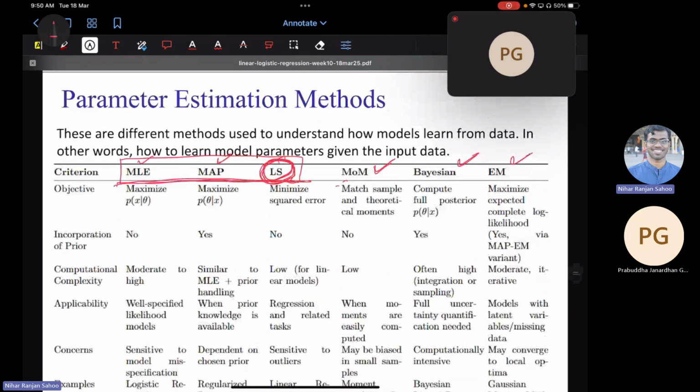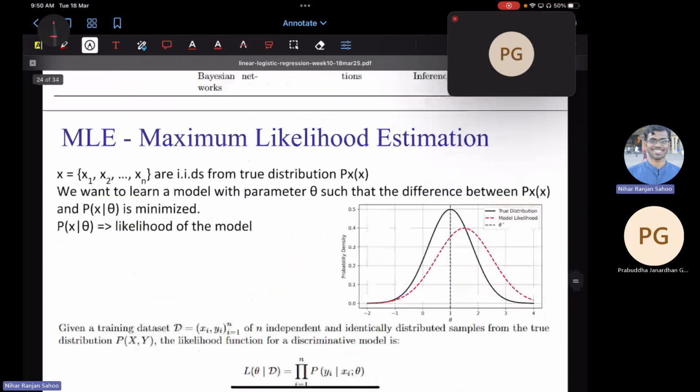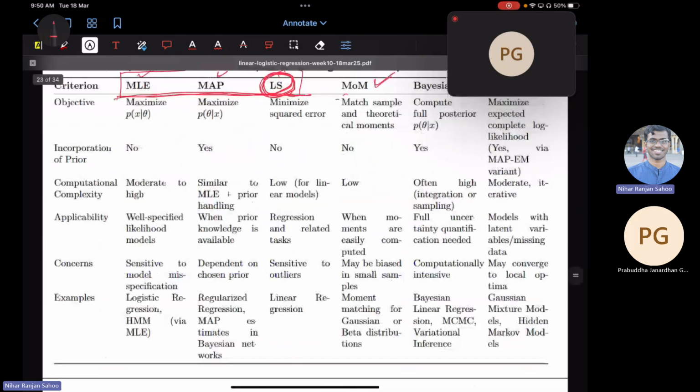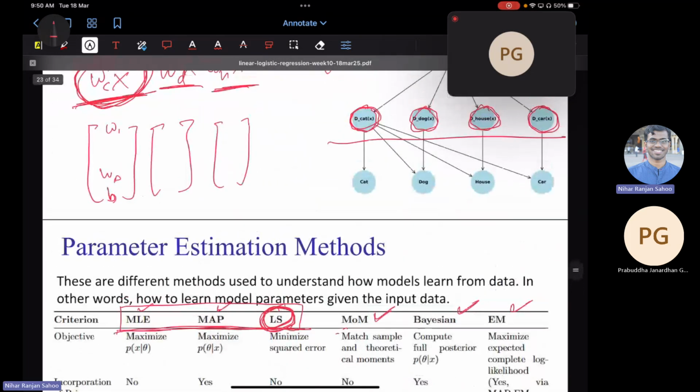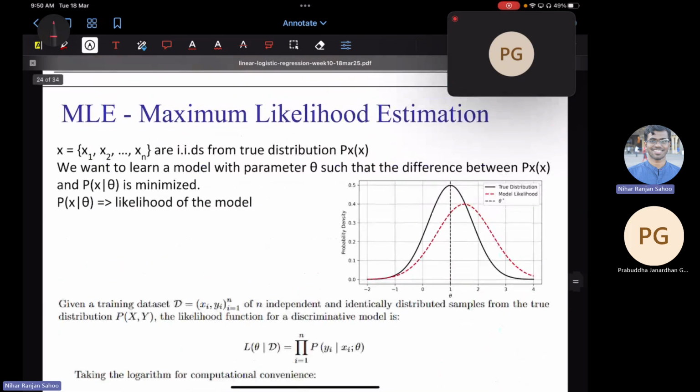So these are the different parameter estimation methods. We have discussed already LS. Let's start with MLE. So what is maximum likelihood estimation? Till now, any doubts on discrimination versus generation tasks? All good? Okay. So let's start with maximum likelihood estimation.